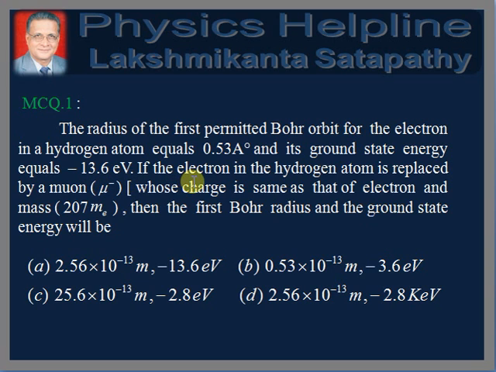Now, if the electron is replaced by a muon, about which it is given that the charge on the muon is the same as that of the electron and its mass is equal to 207 times the mass of an electron, we are required to find the first Bohr radius and the ground state energy for the muon. The options are given in the question. We are required to find the correct option.